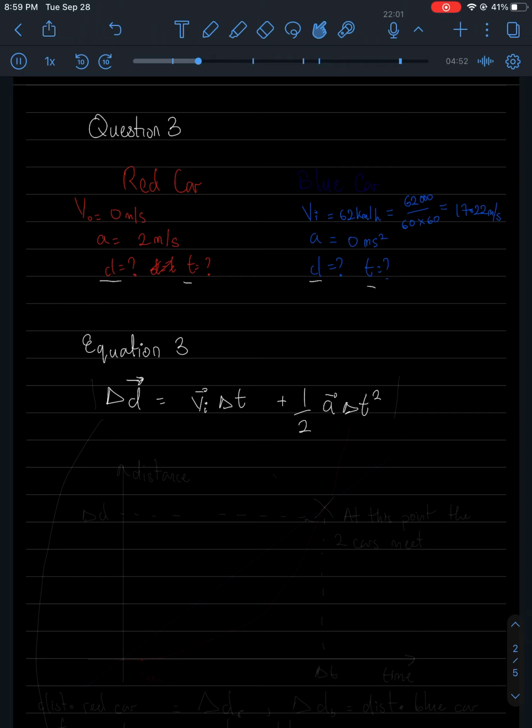So now we're going to write this equation for both cars. We're going to use equation 3 on the red car, and we're also going to use equation 3 on the blue car. Now there's multiple ways to solve this question.